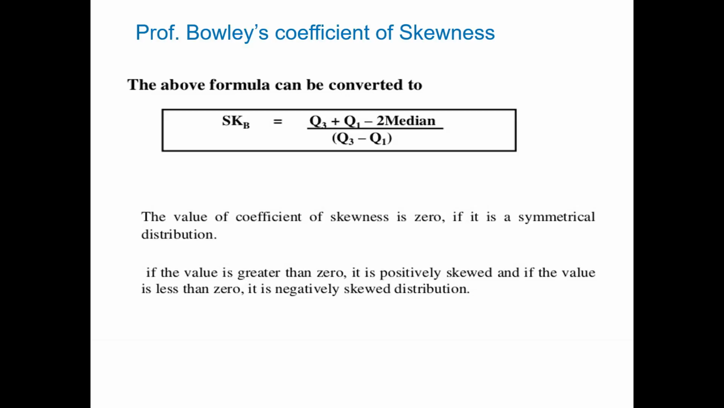Now, Professor Bowley's coefficient of skewness is given by Q3 plus Q1 minus 2 times the median, divided by Q3 minus Q1. If the value is greater than 0, it is positively skewed. If the value is less than 0, it is negatively skewed. And if it is 0, then it is a symmetrical distribution.